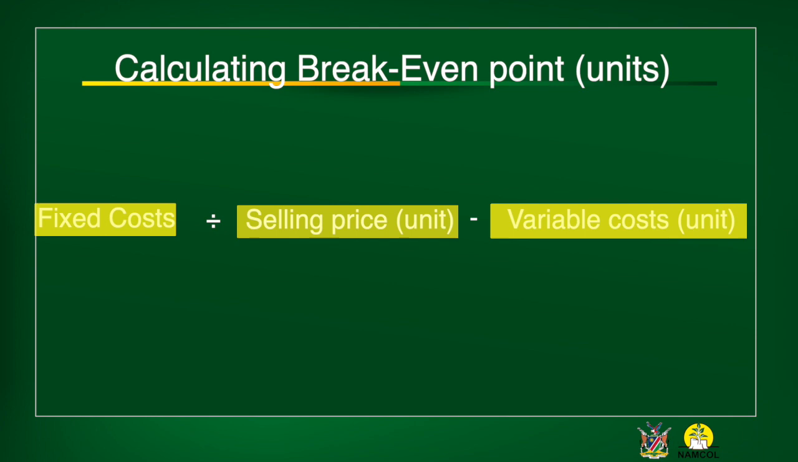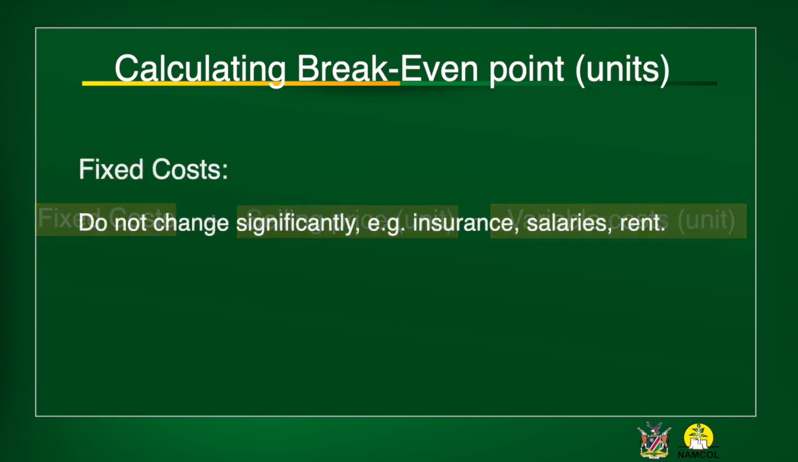What are all these terms, right? Listen up. Fixed costs are those costs that are almost the same every month. They do not change a lot. For example, what you have to pay every month for insurance, salaries, and rent.